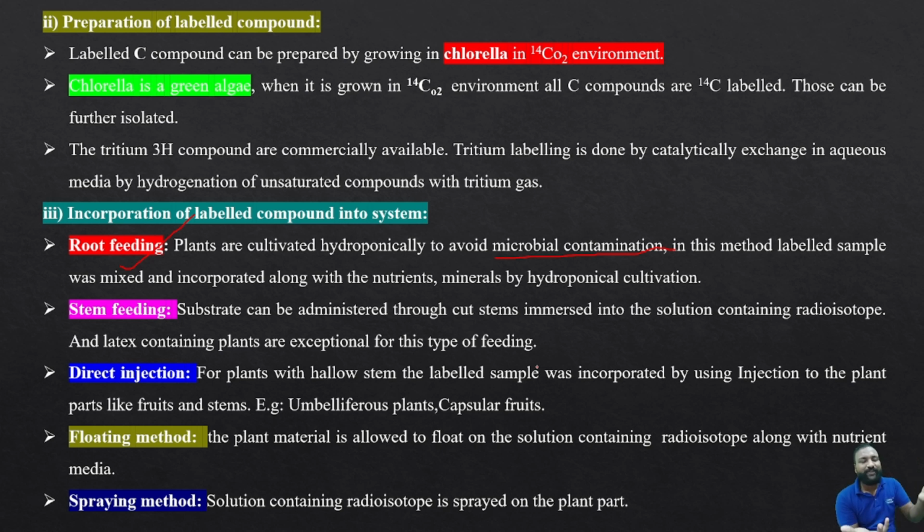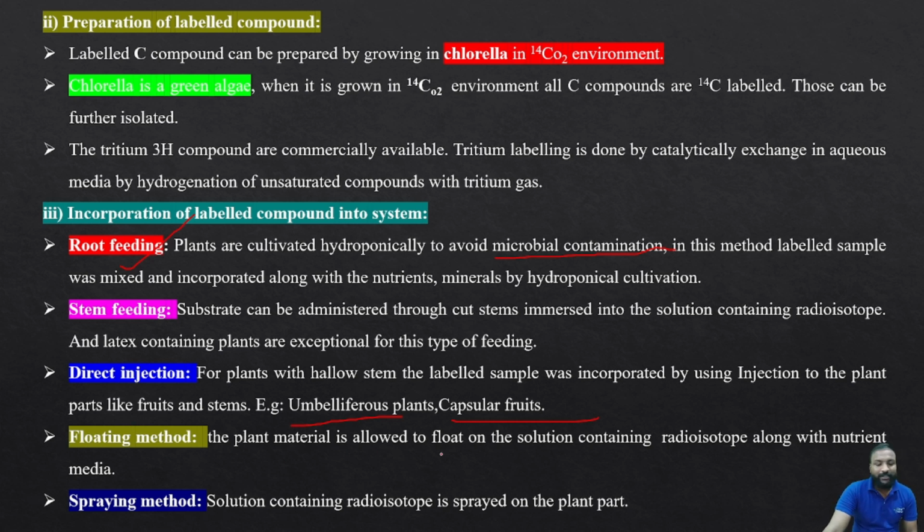But for stem feeding, latex-releasing stems are exceptional because they won't absorb the radioactive isotope or nutrients. Instead, they release some latex. Yes, then direct injection: either from the root or stem or other parts, or for fruits, we directly inject the radiolabeled compounds. Mostly it is done for umbelliferous fruits and capsular fruits. Yes, so direct injection.